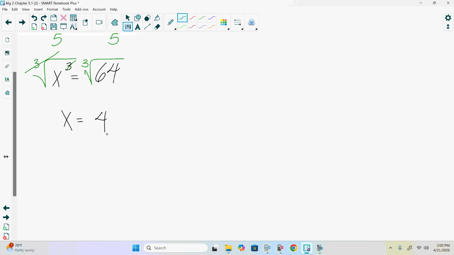Do I need the plus or minus on this one? No, because we took an odd root. There's only one real root. So it's just telling me x is equal to 4.